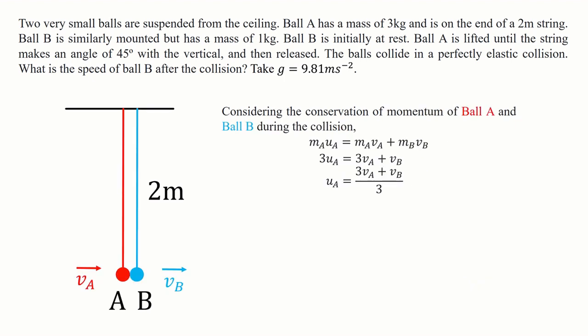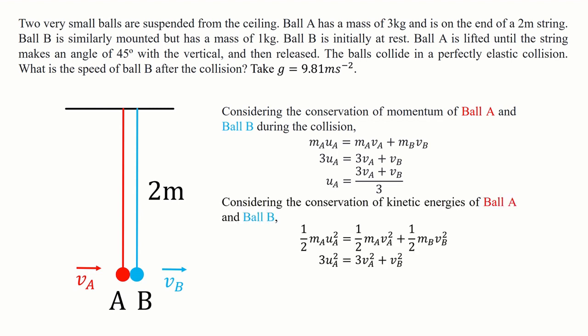Considering the conservation of momentum of ball A and ball B during the collision, m_A u_A equals m_A v_A plus m_B v_B, making u_A the subject, u_A equals (3 v_A plus v_B) all divided by 3.